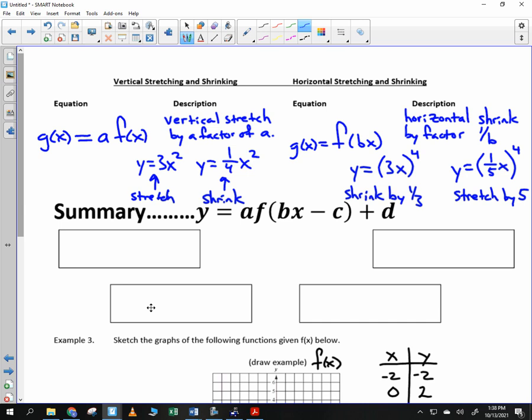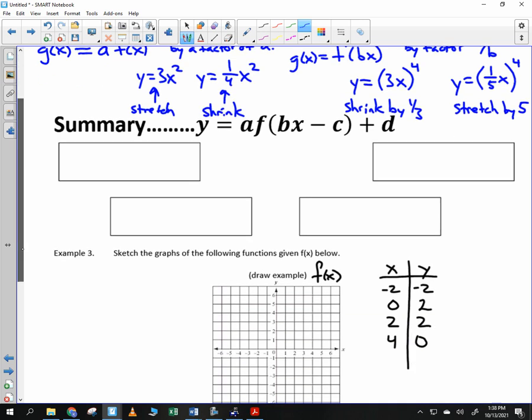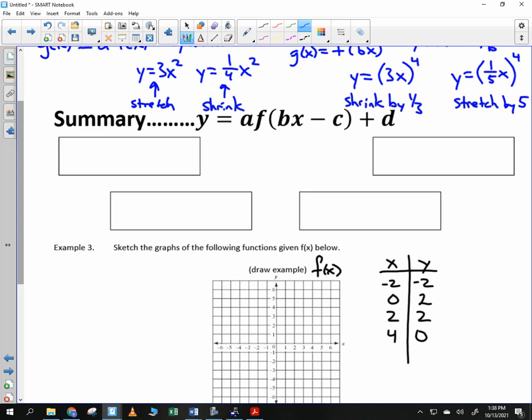Okay. All right, so let's put all the pieces that we've talked about together into one summary. You see this y is equal to a times the function of bx minus c plus d. Let's look at exactly what happens here. Let's check out y is equal to -2 times the absolute value of 4x minus 12 plus 5. Lots going on there, isn't there?